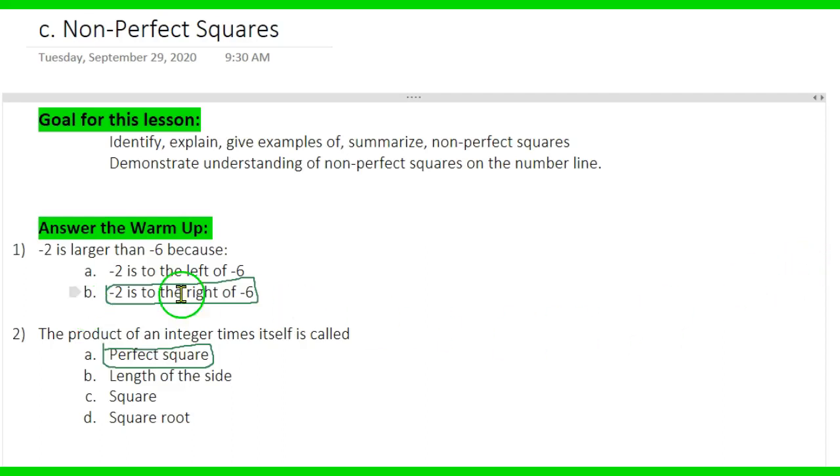The answer for question 1 is letter B. -2 is larger than -6 because -2 is to the right of -6. Always remember, on the number line, the number to the right will always be larger than the number to the left. Number 2, the product of an integer times itself is called perfect square.